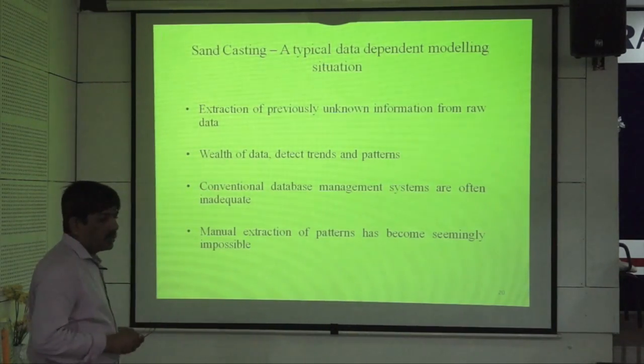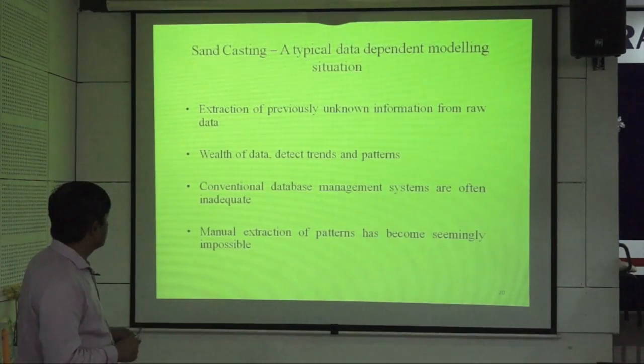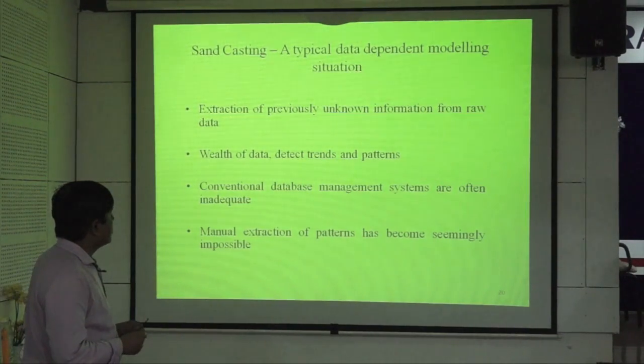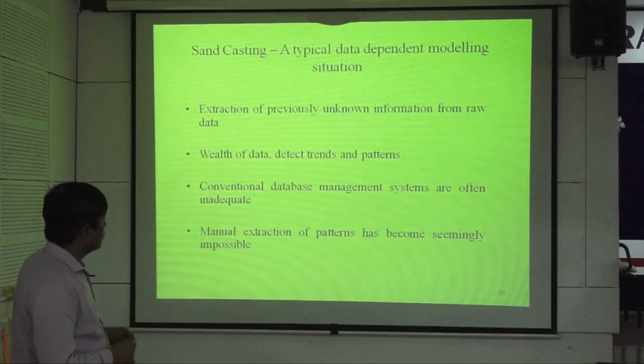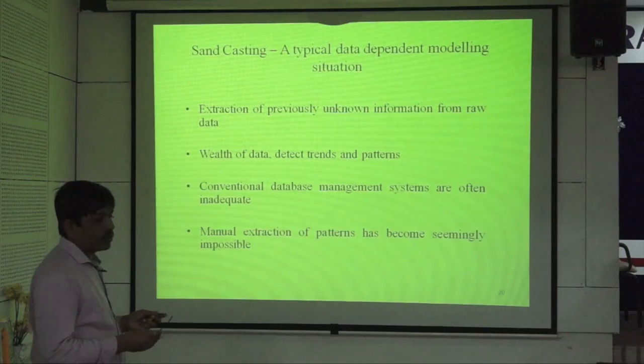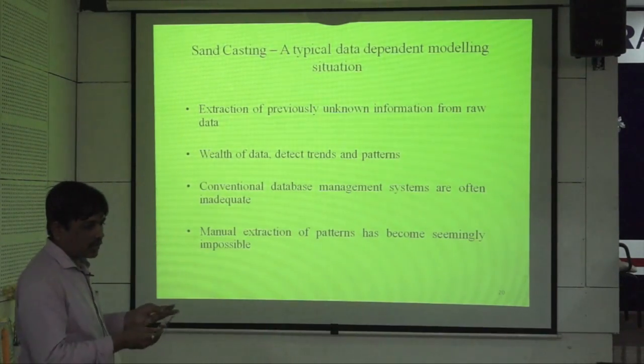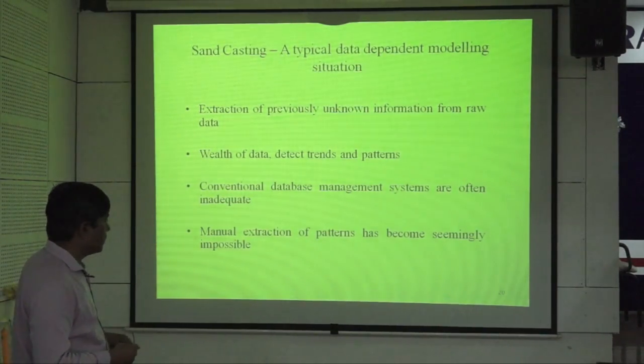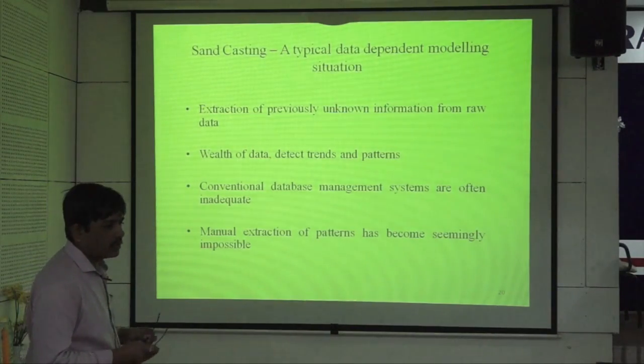So a wealth of data is available, but most of the data goes unused. If we can find some information from the data which is helpful for controlling the defects, it will be quite vital. It's like a data mining approach.